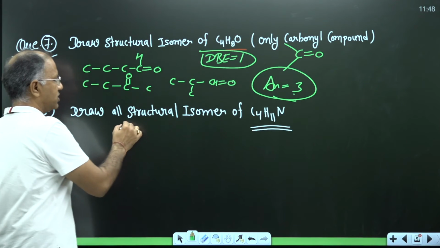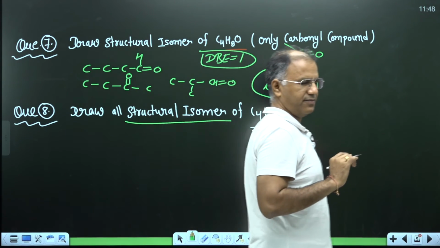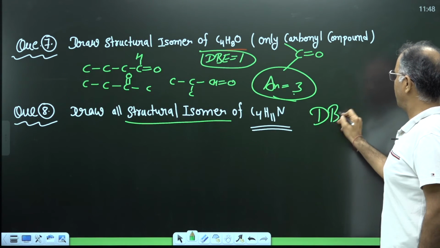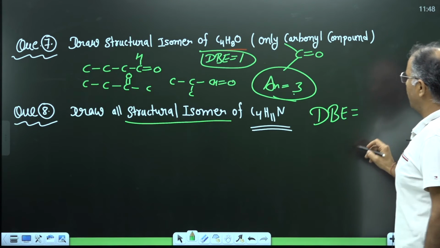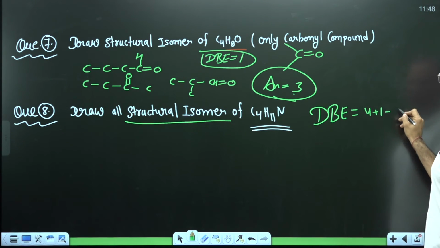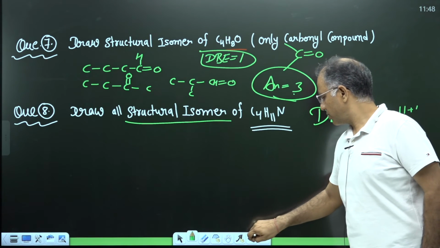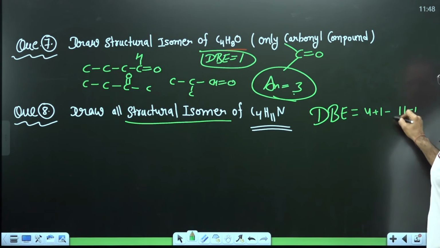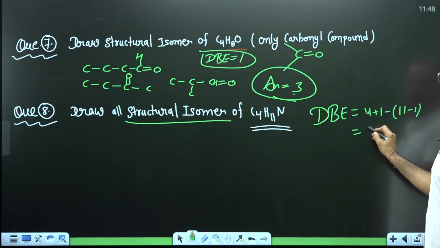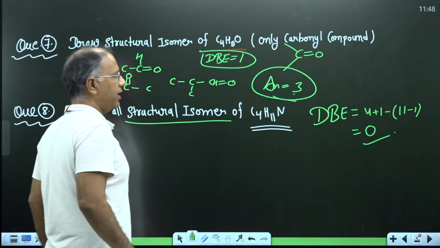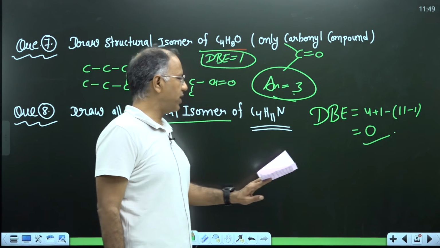Next, draw all structural isomers of C4H11N. So first of all, we have to find the DBE. So what is the DBE? Number of carbon plus 1 minus number of hydrogen plus halogen minus nitrogen. Nitrogen is 1, so DBE is 0. DBE 0 means absence of pi bond and absence of ring.